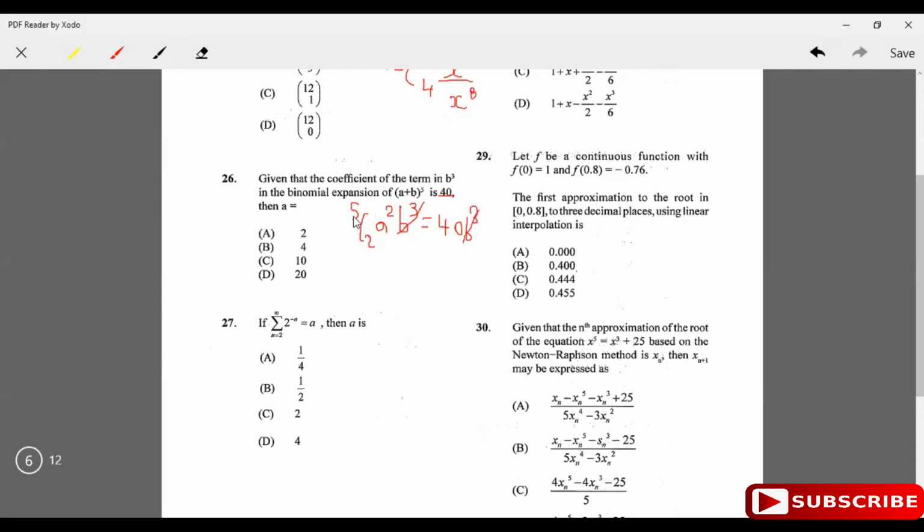And so what we're left with now is 5 choose 2. What's 5 choose 2? 10. 5 choose 2 is 10. And so what we have now is 10 times a squared is equal to 40. And so a squared is 4. And so a is equal to 2.